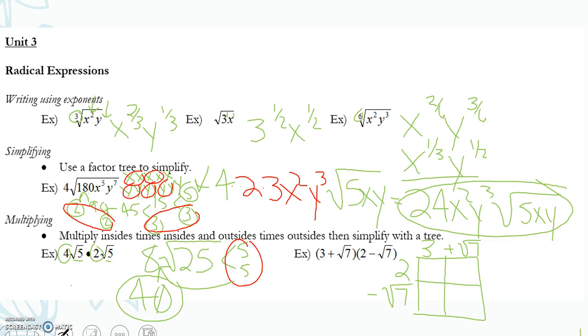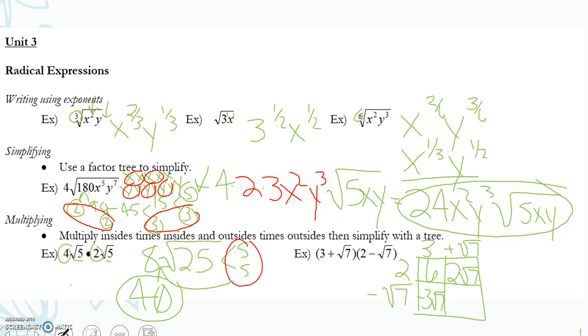So the first box, 3 times 2 is 6. The second box, 2 times radical 7 is 2 radical 7. The next box, 3 times negative radical 7 is negative 3 radical 7. And then this is where the trick comes in.